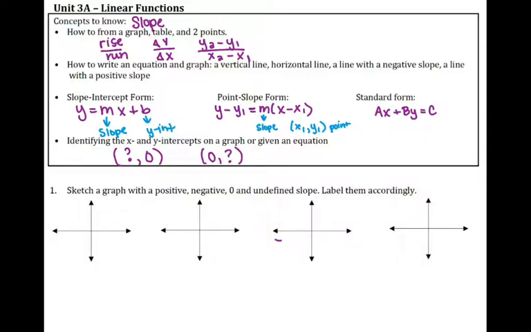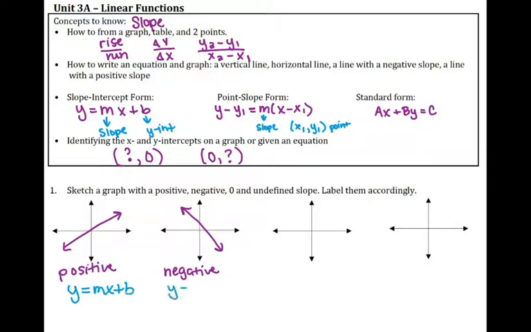Okay, sketch a graph with a positive, negative, 0, and undefined slope. Label them accordingly. So a positive slope is going to be going up to the right. So this right here is positive. Negative slope is going to go down to the right. So this one is negative. Both of these, when we're writing equations, would end up being in slope-intercept form. It could be in the other forms as well, but you usually see it in slope-intercept form.